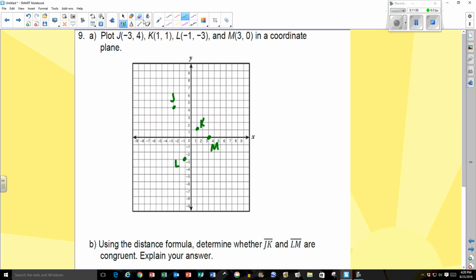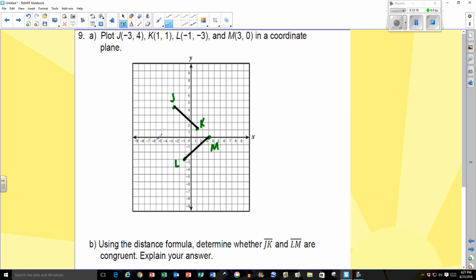So J, okay, now let me connect these lines. J, K, 3, 0. That's not right. Okay, there's two separate line segments. Okay, I was thinking I was supposed to be drawing a box of some sort. All right, makes sense. All right, so here we go.